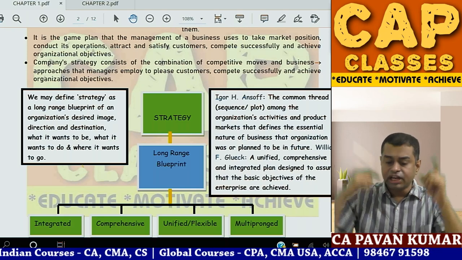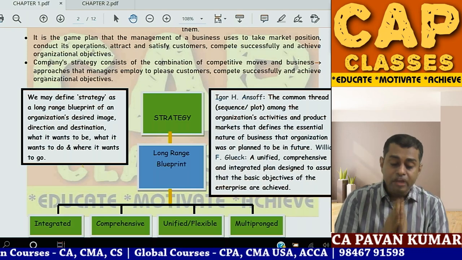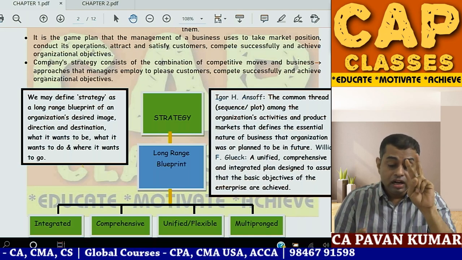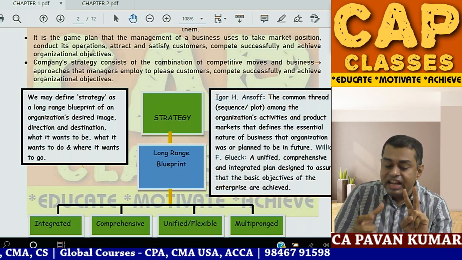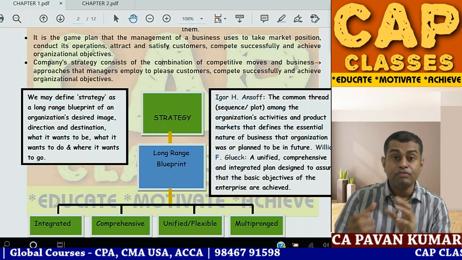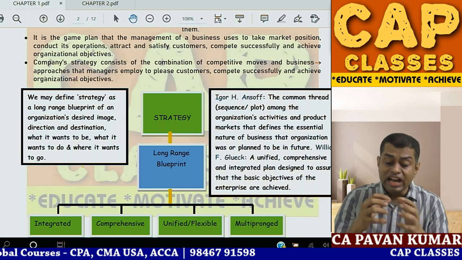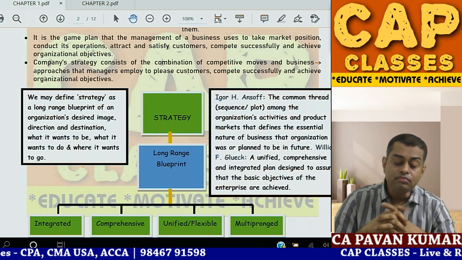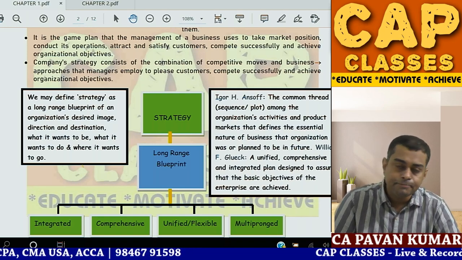Okay, next definition, left side box. We may define strategy as one long range blueprint of an organization's desired image, direction and destination, what it wants to be, what it wants to do, where it wants to go. Read that box once again, I'll tell you what it is.